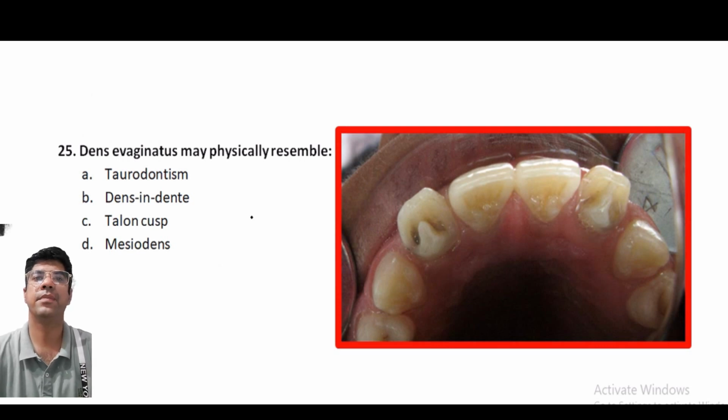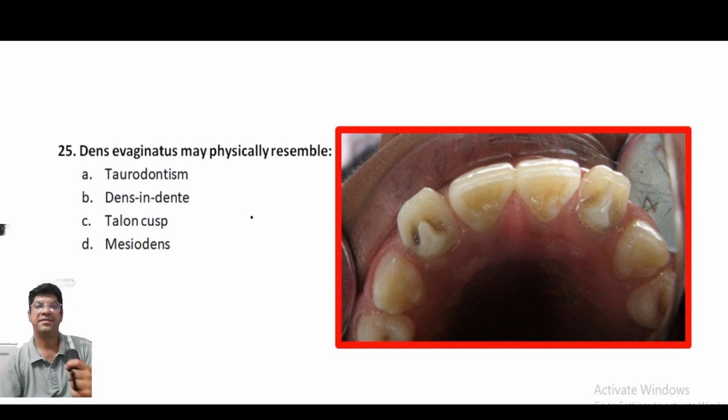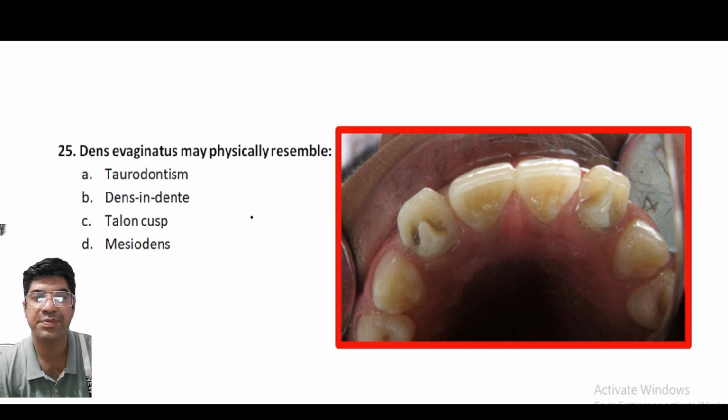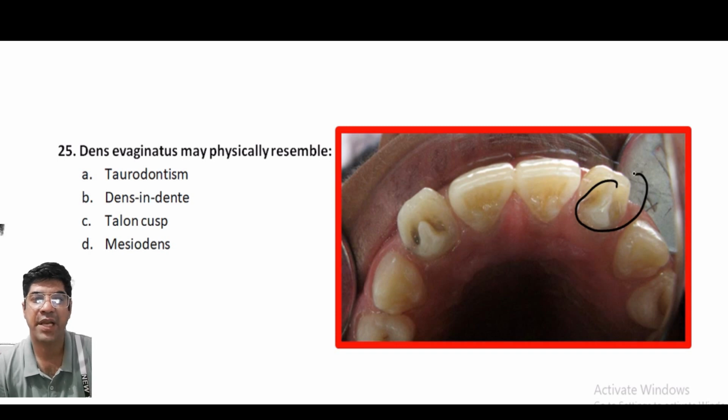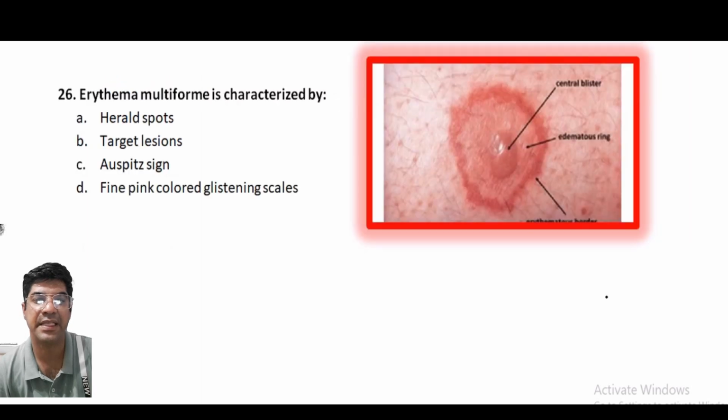So remember them. Next question, the dens evaginatus may typically represents the dens evaginatus and talon cusp. They are both dental anomalies involving cusp-like projections. The dens evaginatus is characterized by an extra tubercle that appears like a horn-like structure from the lingual or labial surface of the anterior teeth.